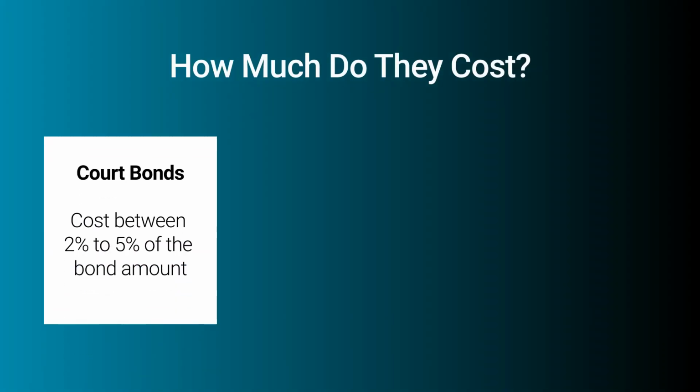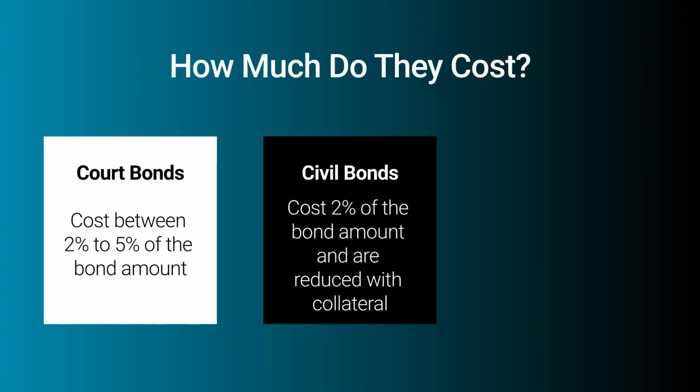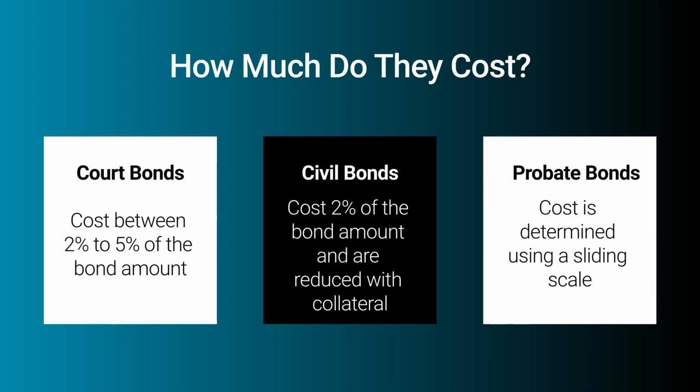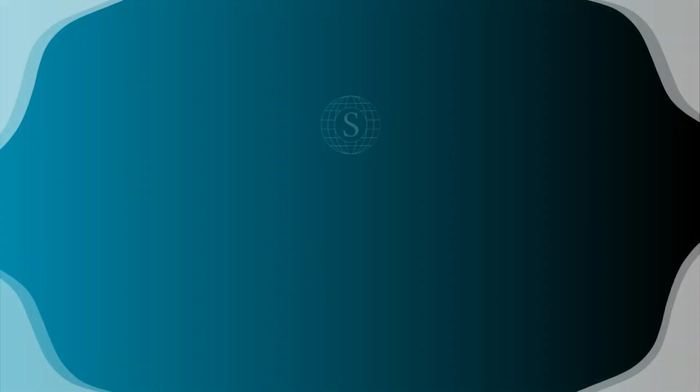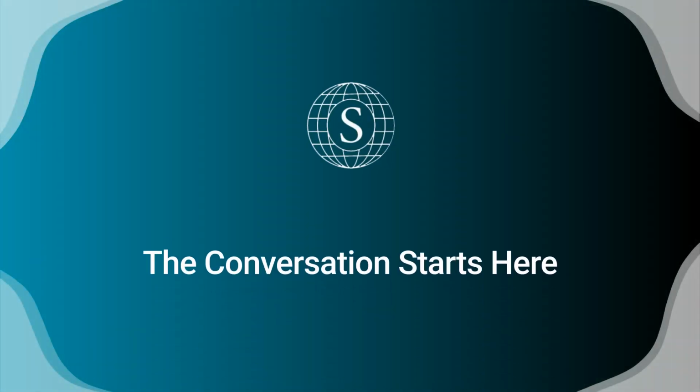Court bonds usually cost between 2% to 5% of the bond amount, but the cost of a specific court bond depends on the type of bond needed. Civil court bonds cost 2% of the bond amount, but the cost is typically reduced if cash collateral is required. Probate bond rates are determined using a sliding scale based on the bond amount, providing a volume discount for larger bond amounts.